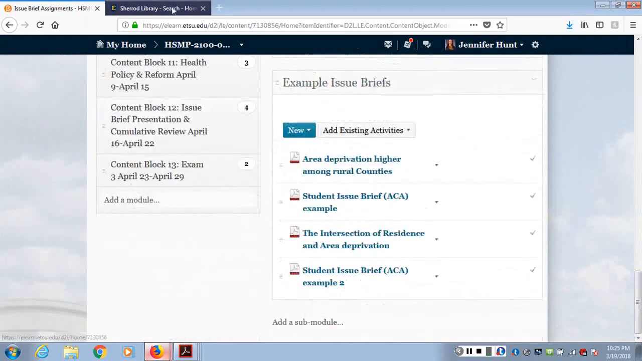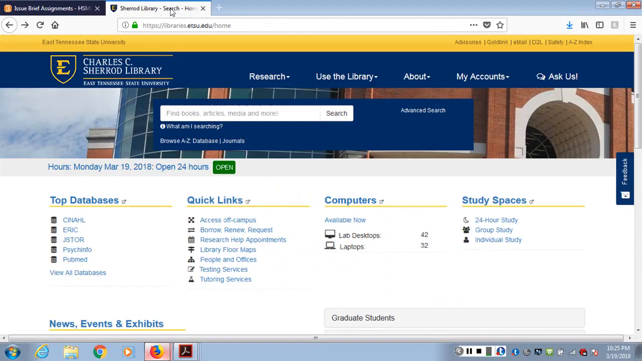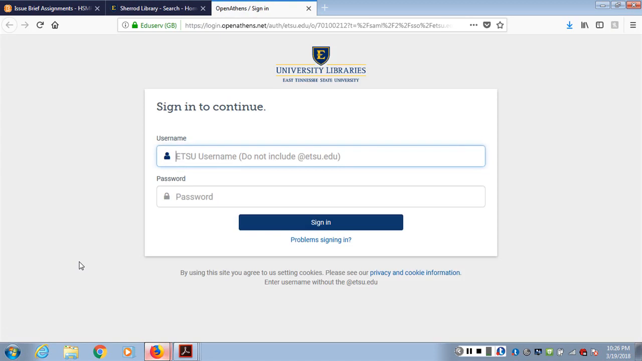Now, I've had some people come to me concerned about finding information on their topic, so I want to take us over to Shared Library and their site real quick. If you'll just go to Shared Library from the ETSU homepage, you should come to their main homepage site. If you'll scroll over to Top Databases, a primary database that we use in our particular field is called PubMed. Now you have free access to this as an ETSU student.